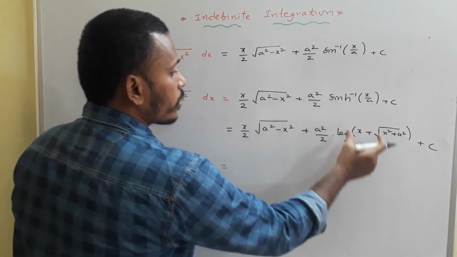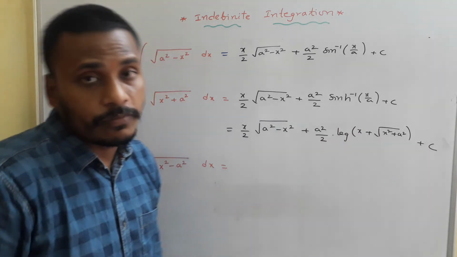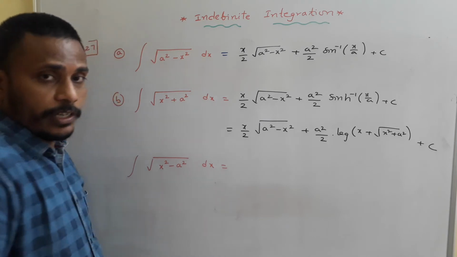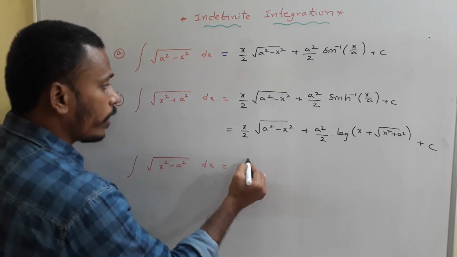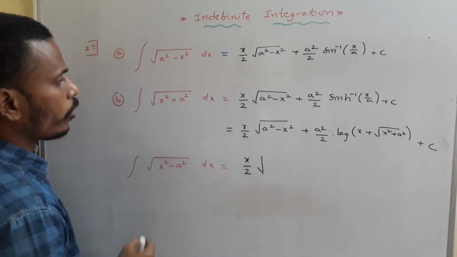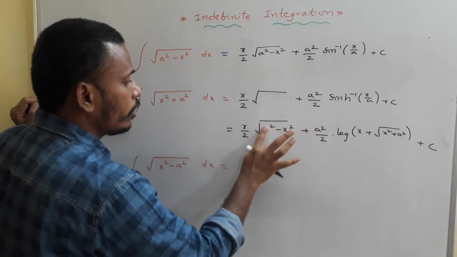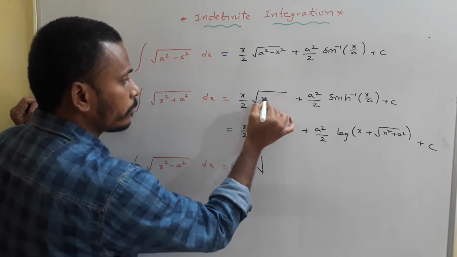This sinh inverse of x by a is nothing but logarithm of x plus root of x square plus a square. In the same way, there is a chance to derive this integral root of x square minus a square dx. What is it, again in the same format? See, just a minute. This is x square plus a square, right? We need to write x square plus a square only here, not a square minus x square.